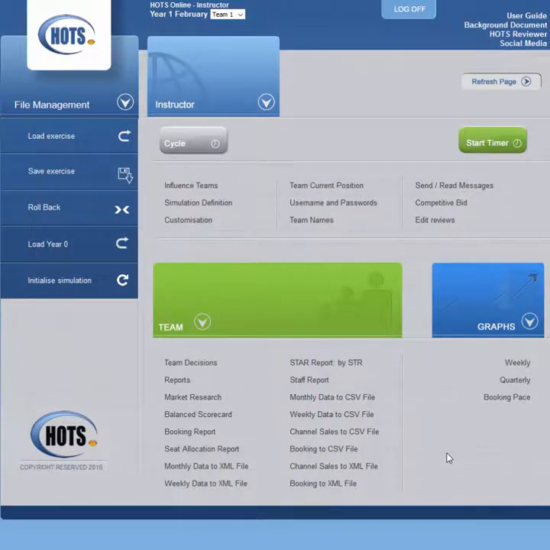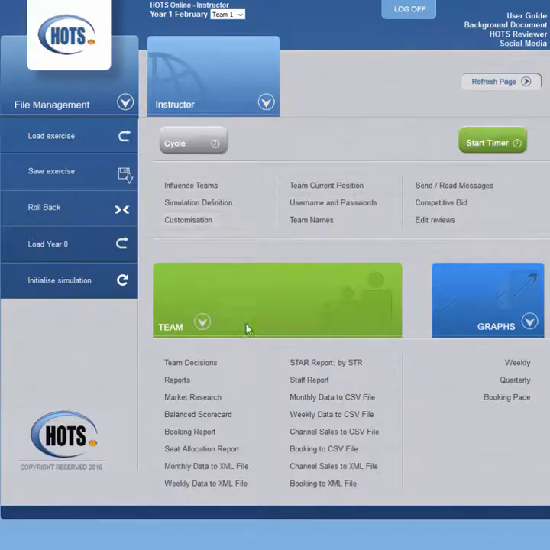Once teams have made their decisions, then we can cycle the simulation. Cycling is our term for calculating the results of those decisions and distributing the results to the teams. We can do that either by just making sure all the teams are ready and clicking this cycle button, or we can run the simulation on a timer. So we could give them 40-45 minutes at the early stages for a monthly set of decisions. If the time is running, once it's counted down, then it would automatically calculate the results for the month and move on to the next month.